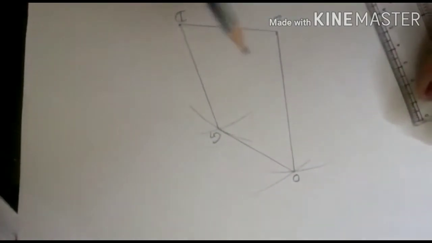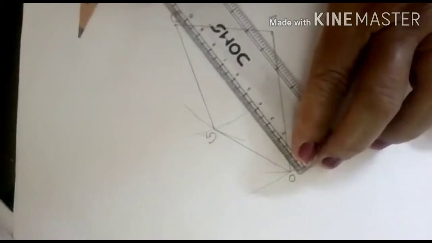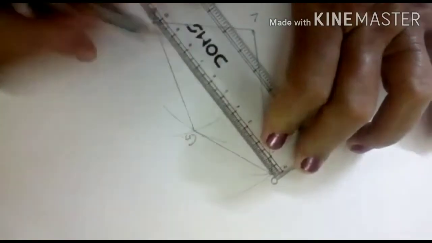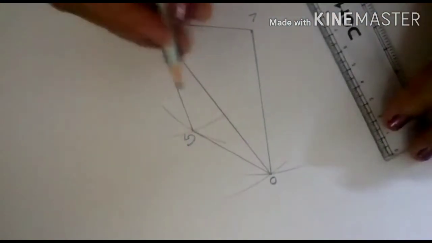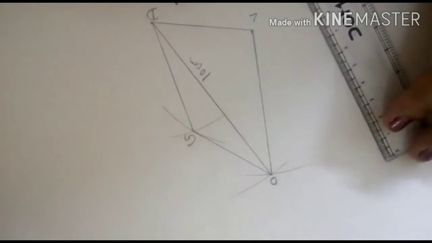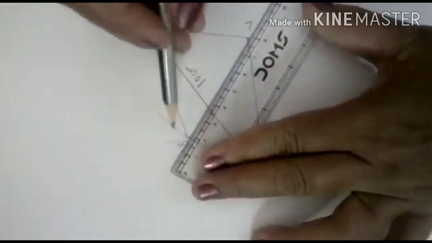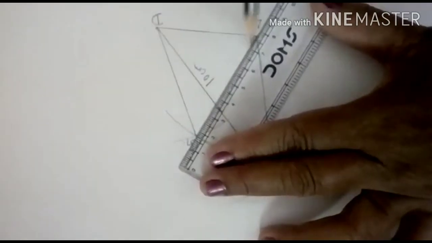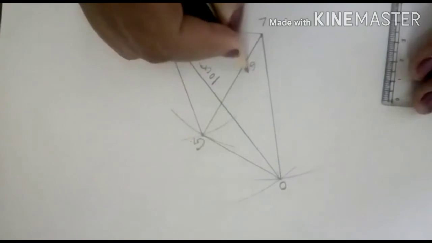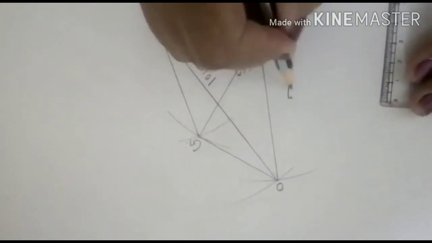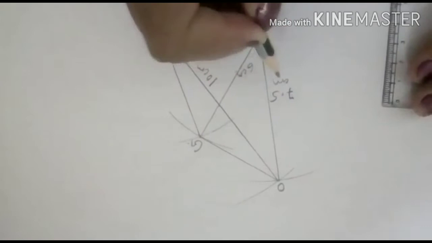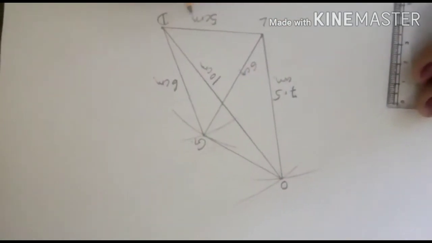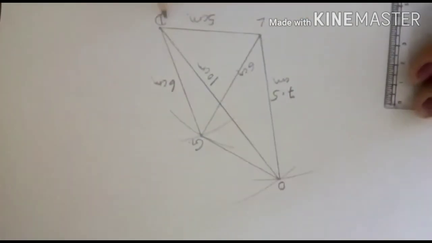So let us mark the measurements now. This is the diagonal of 10 centimeter. This is 10 centimeter diagonal. This is the diagonal of 6 centimeter. Another one. And this is the 7.5 centimeter measurement. This is 6 centimeter. And this is 5 centimeter. So our quadrilateral GOLD is ready.